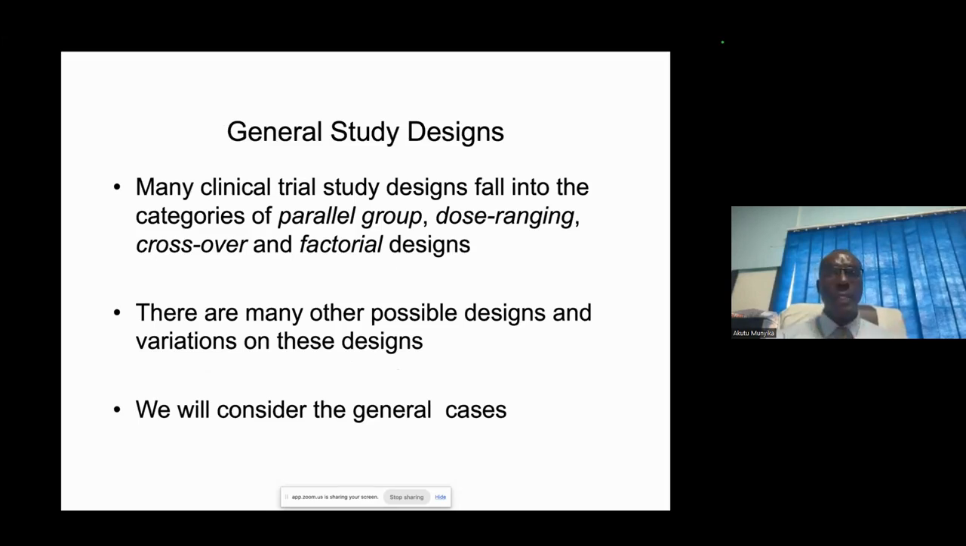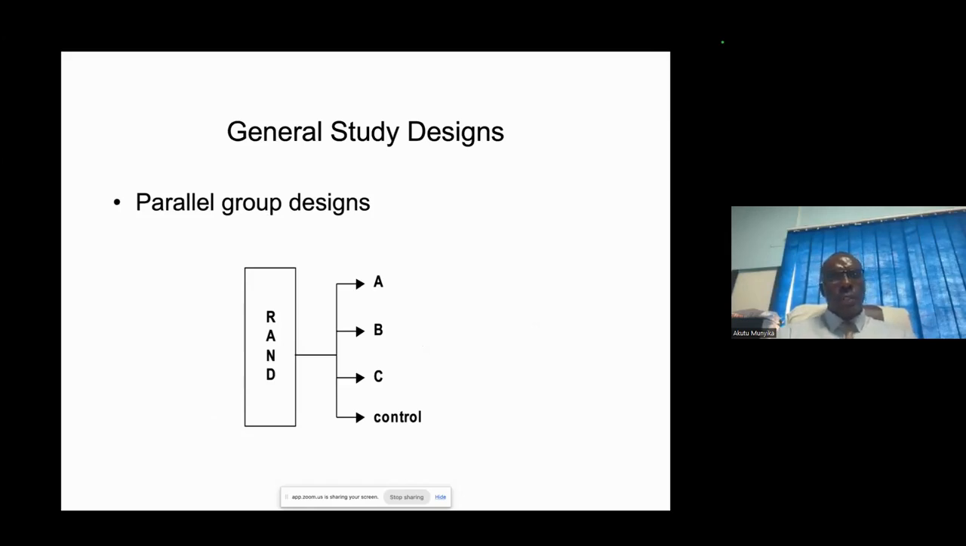Right. There are a few other general study designs that one could possibly mention. Many clinical trial study designs fall in the category of either parallel group, dose-ranging, crossover, or factorial designs. And these are concepts that one can possibly familiarize themselves with. There are many other possible designs and variations on study designs. And here we'll just look at a few considerations.